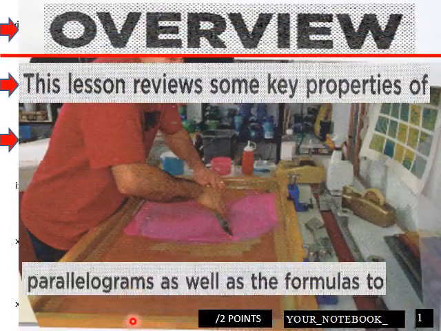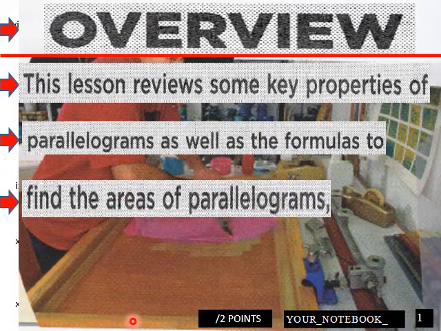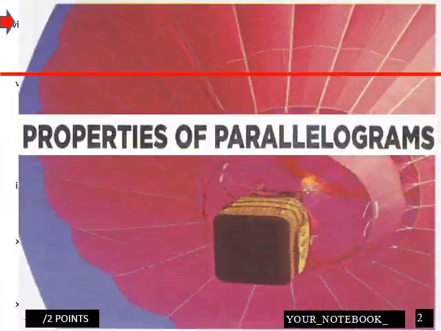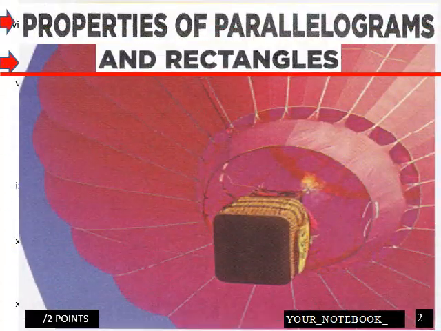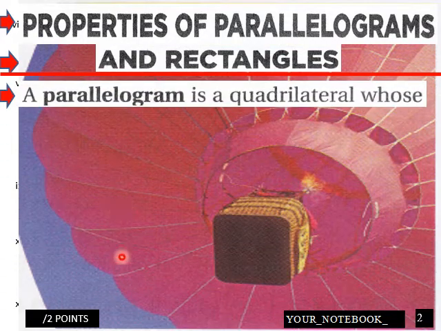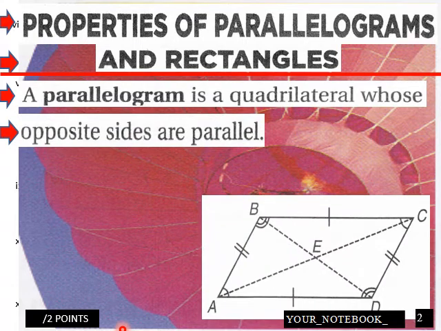Overview of this section. This lesson reviews some key properties of parallelograms, as well as formulas to find the areas of parallelograms and trapezoids. So, properties of parallelograms and rectangles. A parallelogram is a quadrilateral whose opposite sides are parallel. So these are parallel and then these are parallel.